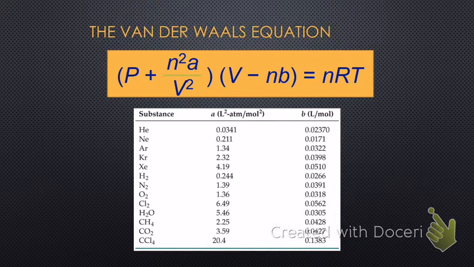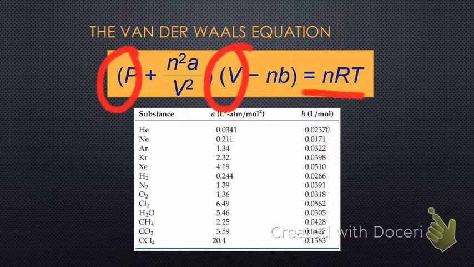This is the van der Waals equation. I will give you this on the exam. And you can see it does look a lot like PV equals nRT. We have a P times a V, with corrections, and it equals nRT. So it's a modified gas law.